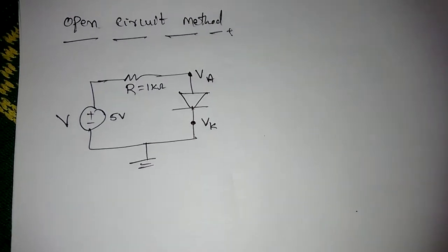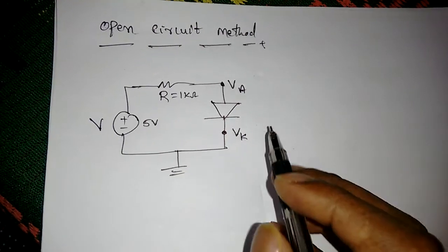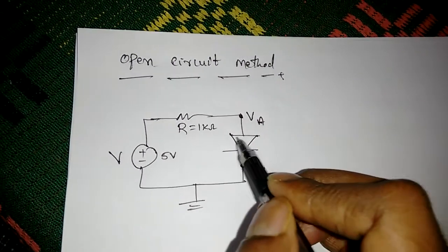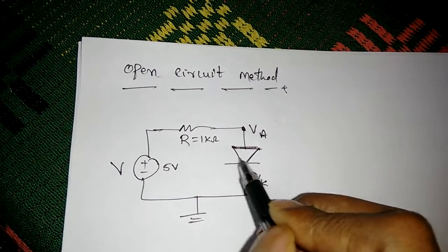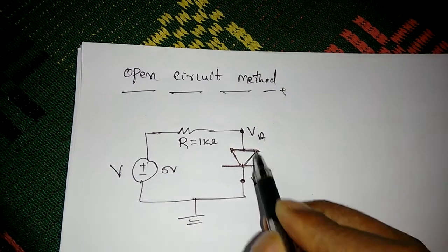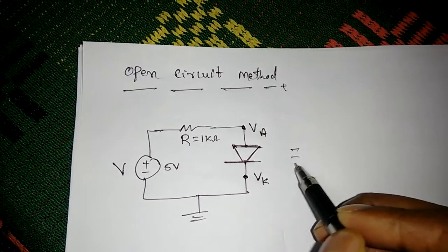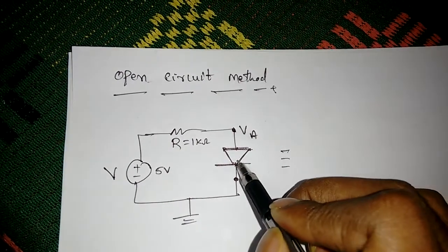Using the open circuit method. Now what is this open circuit method? See where the diode is connected. This symbol indicates the anode and this line indicates the cathode. So represent these voltage levels. The assumption is simply to open the diode.